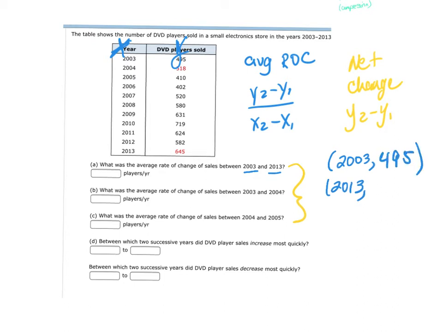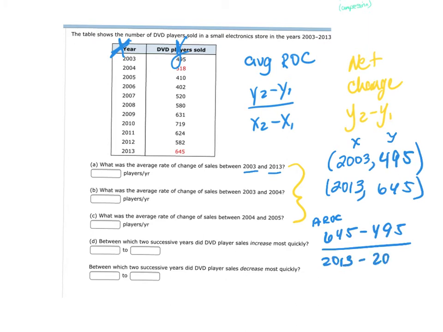495. How many were sold in 2013? 645. So if I was going to do the average rate of change here, this is my X, this is my Y, your average rate of change would be 645 minus 495. And then what would go first on the bottom? 2013. Good. You've got to keep your X's and your Y's together.